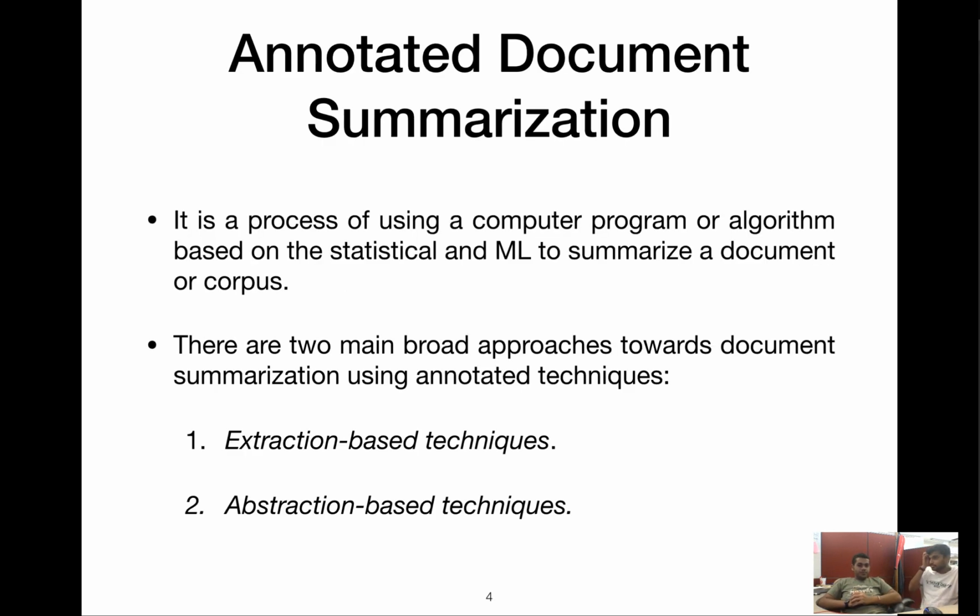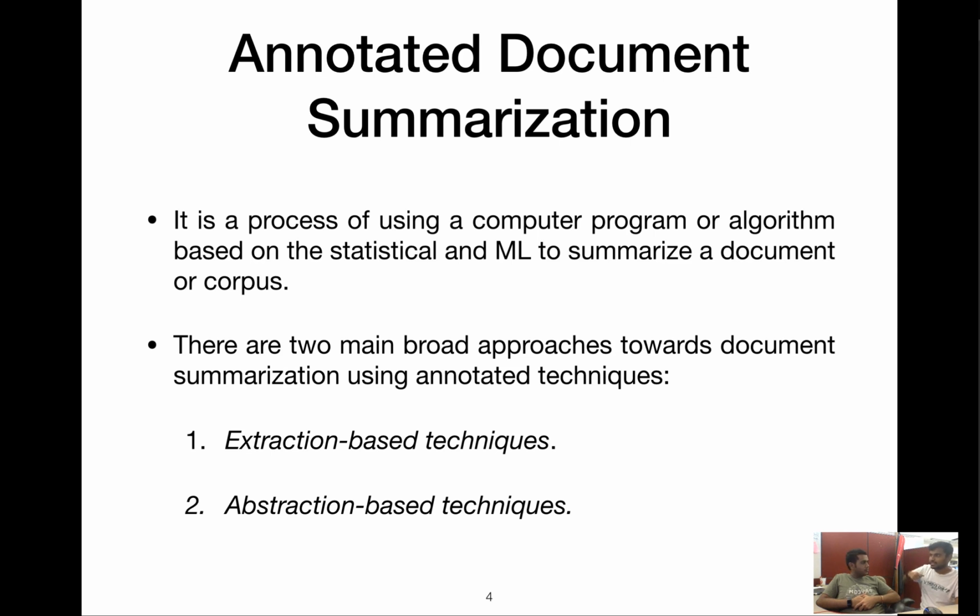So what is annotated document summarization? This is the main summarizing part. There are two techniques to do this summarization. One is the extraction-based technique, and the other one is the abstraction-based technique. An extraction-based technique is when you're given this entire huge document, and you are literally taking key phrases or sentences or words from the document and then combining them to give a summary, which is way shorter than the entire document.